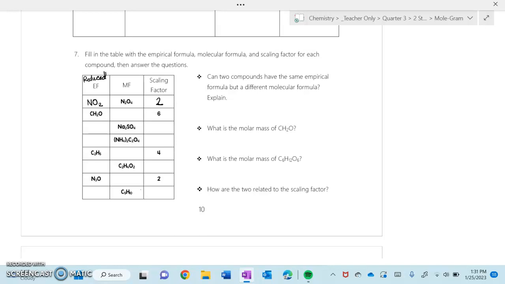So here's my reduced version. This row is telling us the scaling factor is 6. So my molecular formula will be C6H12O6. Now you might be wondering, why don't we just have one formula? Why are there 2? And the reason is because some formulas in nature, they are not reduced, okay?